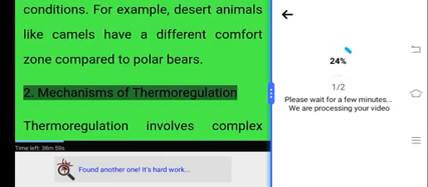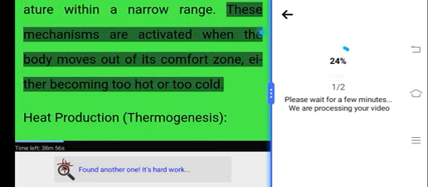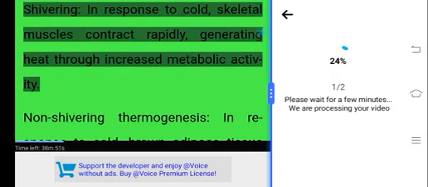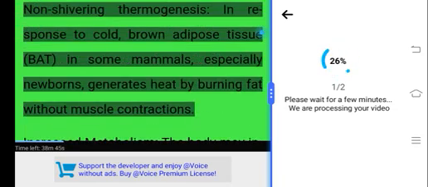2. Mechanisms of thermoregulation. Thermoregulation involves complex mechanisms that maintain body temperature within a narrow range. These mechanisms are activated when the body moves out of its comfort zone, either becoming too hot or too cold. Heat production. Thermogenesis. Shivering. In response to cold, skeletal muscles contract rapidly, generating heat through increased metabolic activity.